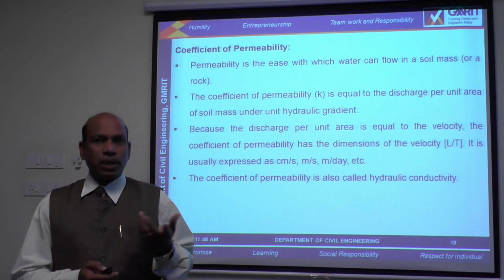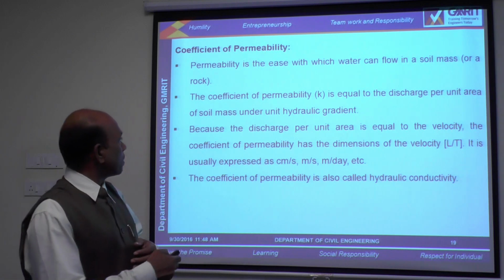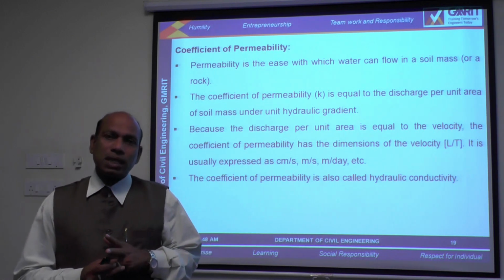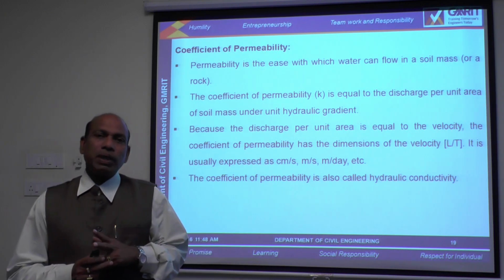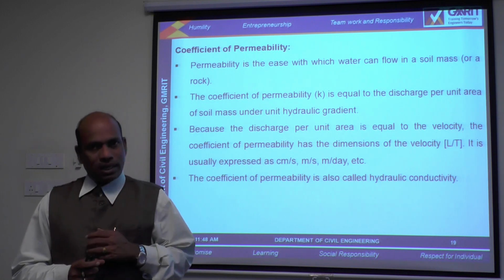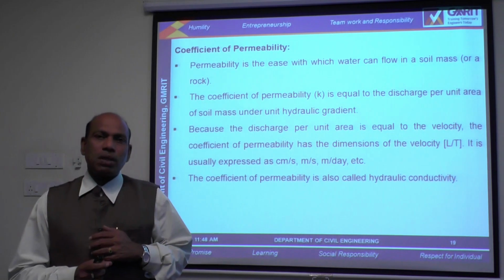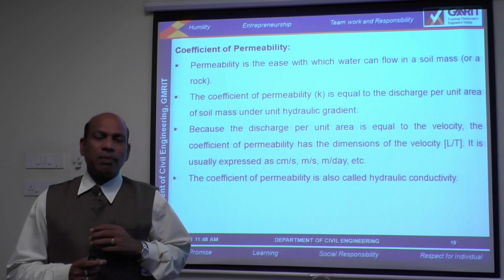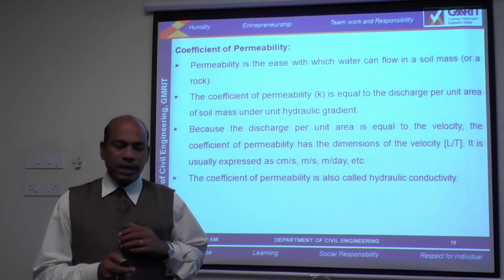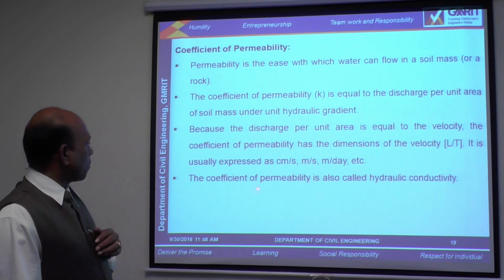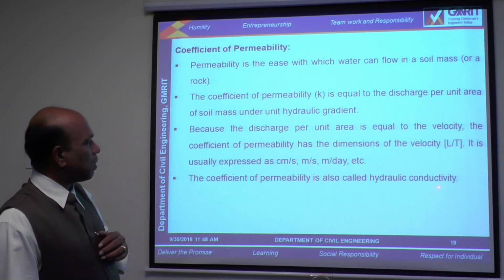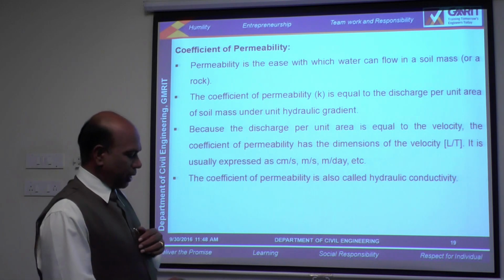Coefficient of permeability is the flow rate of a soil mass. The coefficient of permeability is equal to the discharge per unit area. Discharge per unit area is nothing but velocity. Therefore, the units of coefficient of permeability are the velocity units, that is meter per second. The coefficient of permeability is also called hydraulic conductivity.